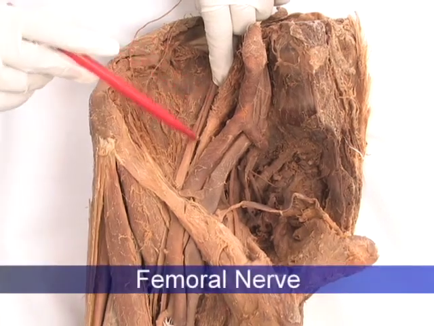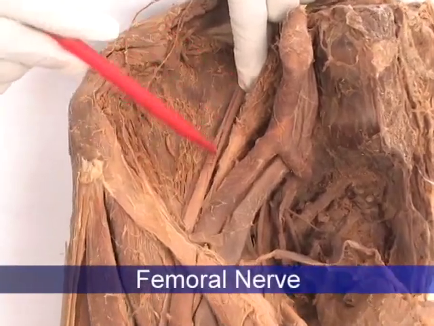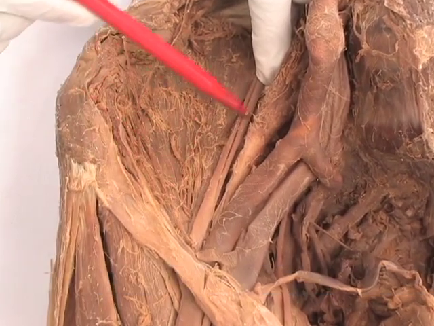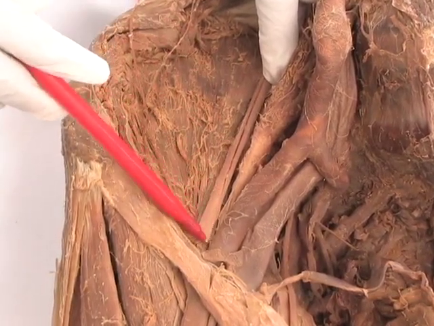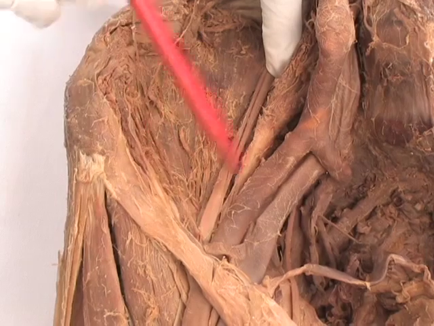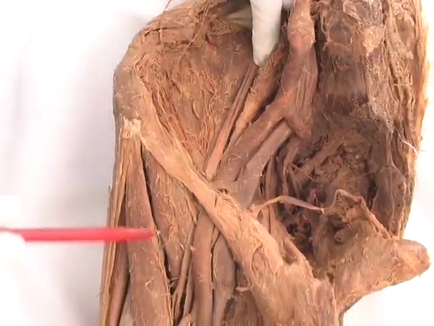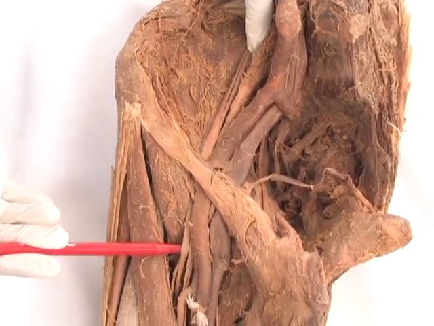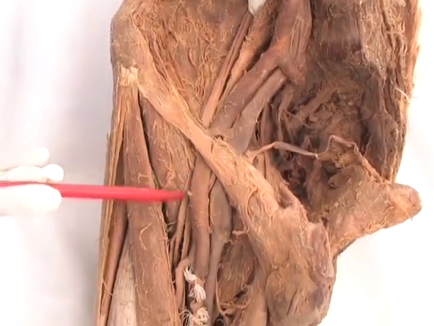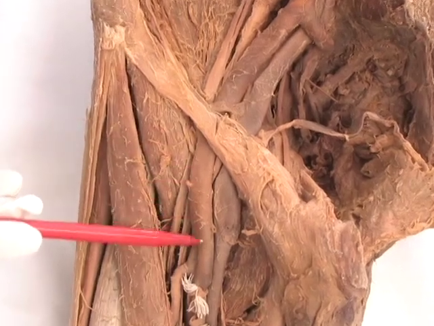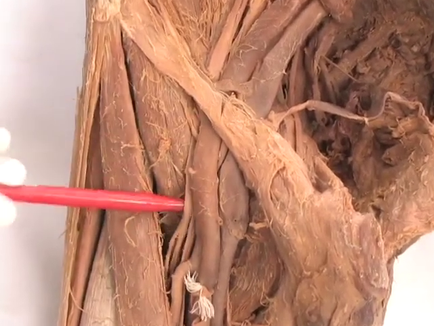This is the femoral nerve. It is also a branch of the lumbar plexus. In the pelvis, the femoral nerve lies on the lateral side of the psoas muscle. Then it leaves the pelvis via the inguinal route to innervate the muscles of the anterior thigh. Notice that as it enters the thigh, the femoral nerve lies immediately lateral to the femoral artery.